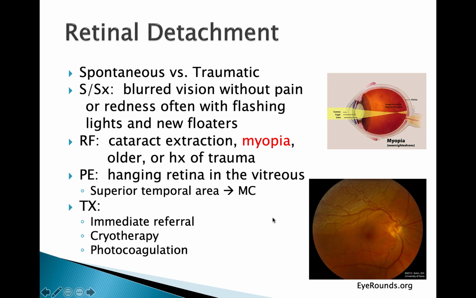So physical exam, you may have a hanging retina in the vitreous, so that's what this picture down here in the bottom looks like. And it's most commonly seen in the superior temporal region, so you see up here in this top outer, because that's where the most pressure is. And treatment is immediate referral, cryotherapy, or photocoagulation.